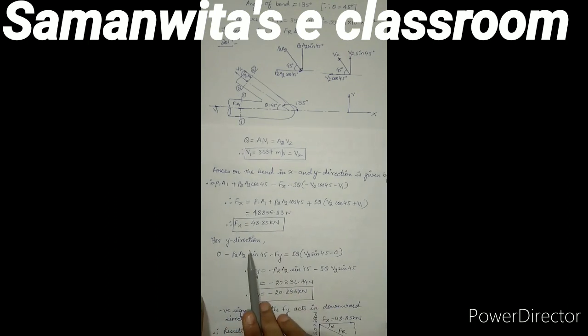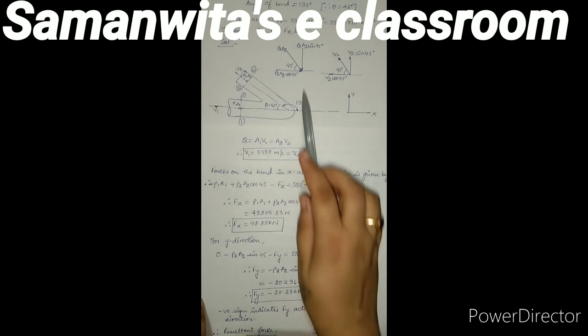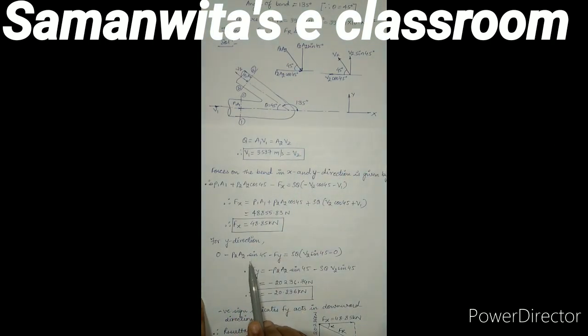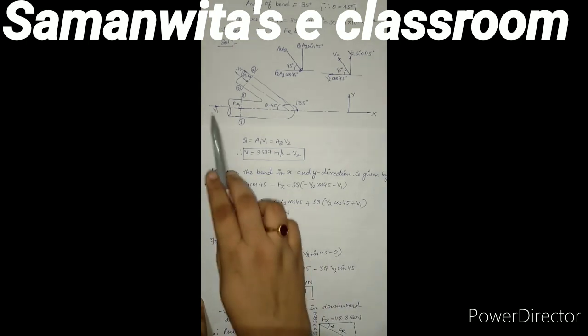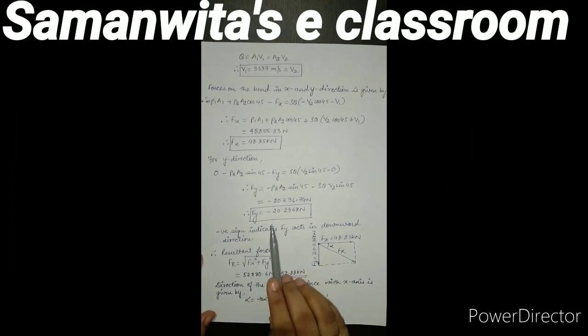Next we will go for Y direction. For Y direction, the P1A1 component is 0 as it is only in the X direction. P2A2 has a component in Y direction which is downward. Hence I will take minus P2A2 sine 45. It's always minus: Fy is equal to rho Q into final velocity, which over here is moving upwards, so it will be V2 sine 45 minus initial velocity, which is 0 as it has no component in Y direction. When you solve, now there is a negative sign which I get with Fy.